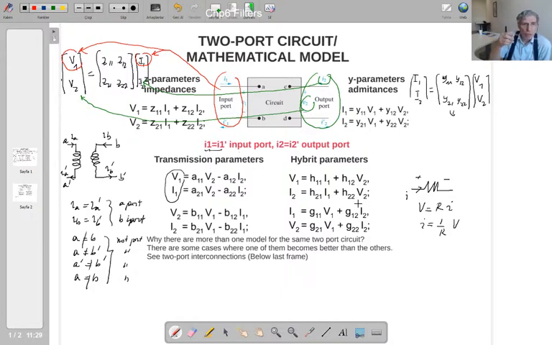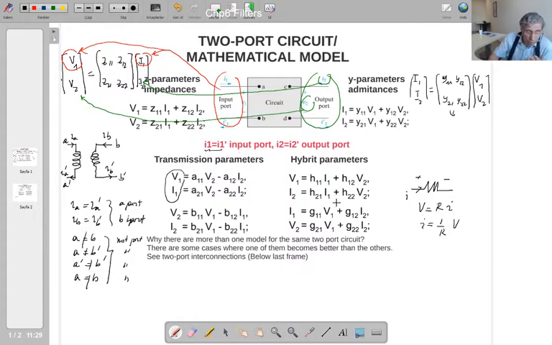So if we know these parameters, Z parameters, or Y parameters, or transmission parameters A and B, or the hybrid parameters H and G, then we know the behavior of this circuit. So the next question is going to be, how are we going to calculate these parameters? That is the next step that we are going to examine. But before we go to that next step, let's see.